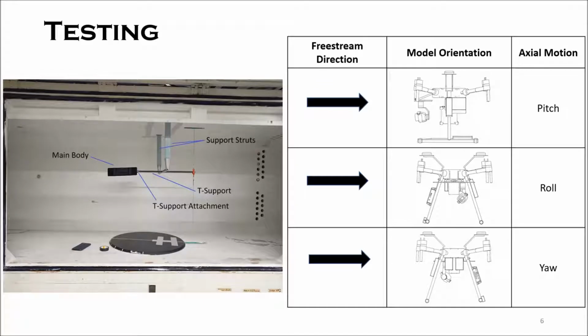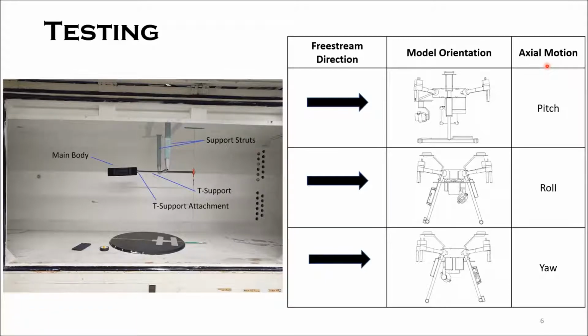On the left, we can see an example of the model in the test section represented by configuration 1. The model was mounted on the end of the T-support, as we can see from the T-support attachment, and the T-support was fixed between the model support struts as described in the figure. The support struts, which connect to the external load balance installed on top of the test section, sense the lift, drag, and pitching moment. The angle of attack of the model was changed manually by increments of approximately 5 degrees.